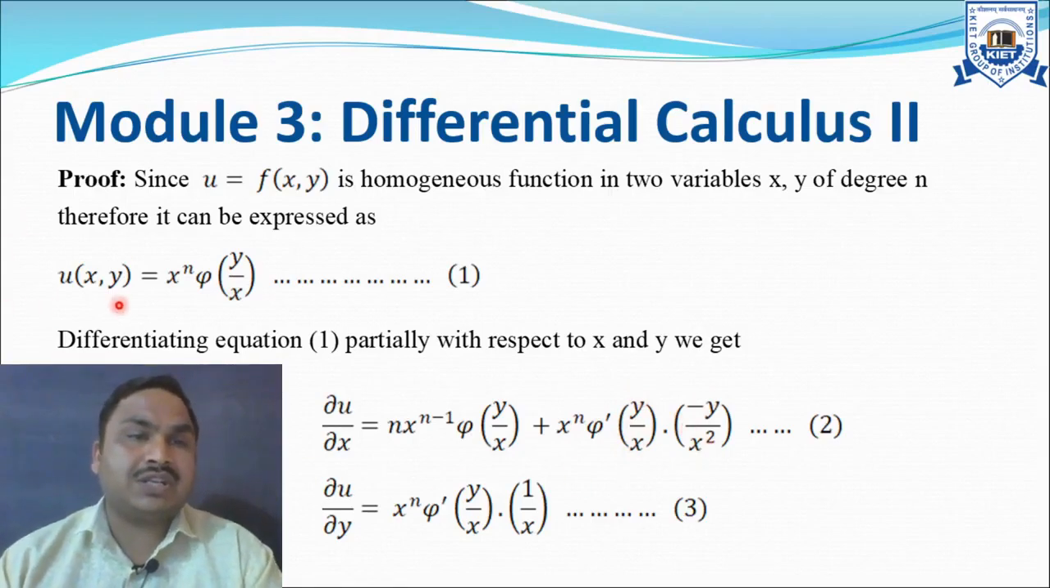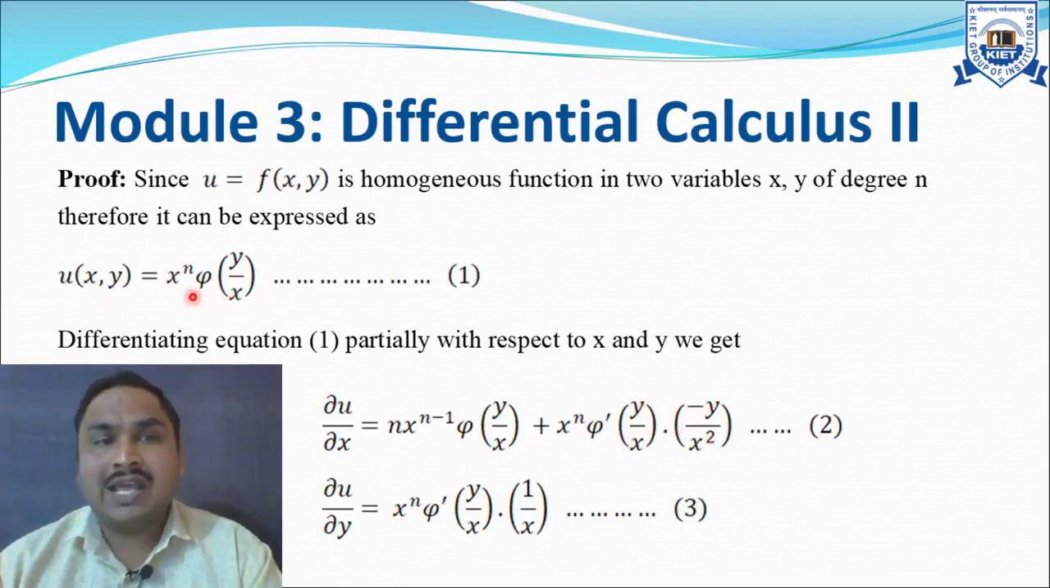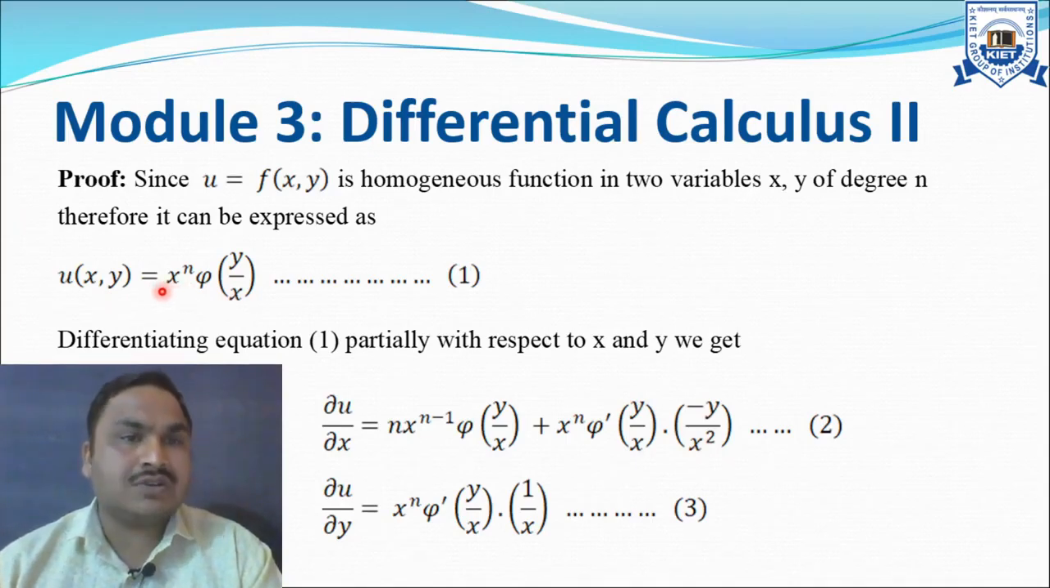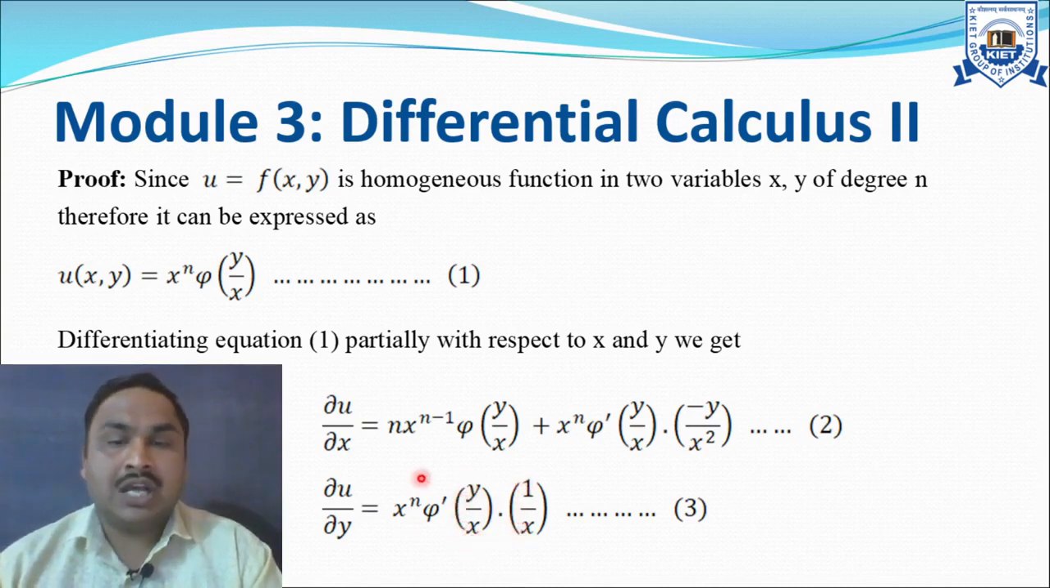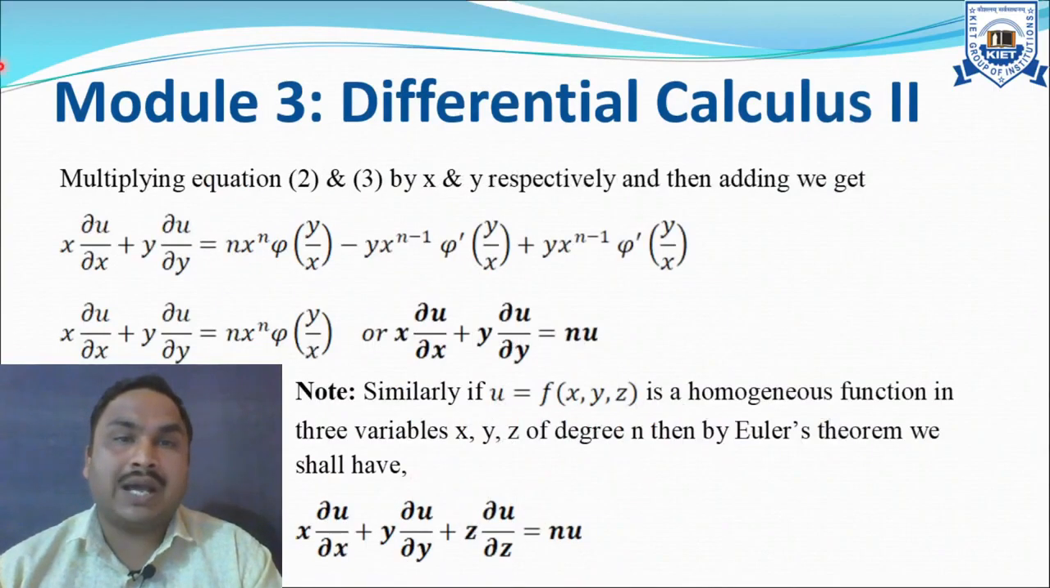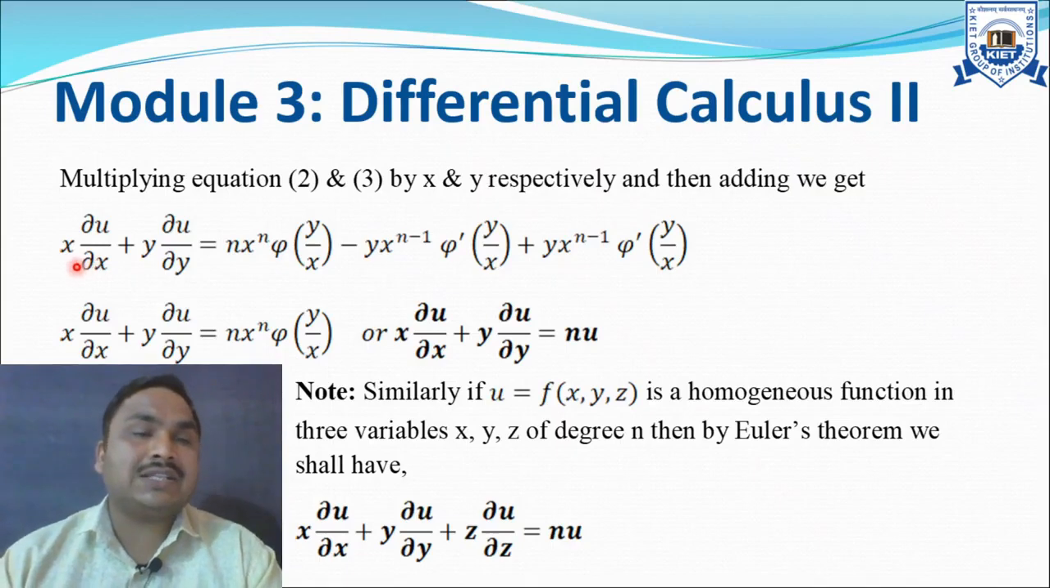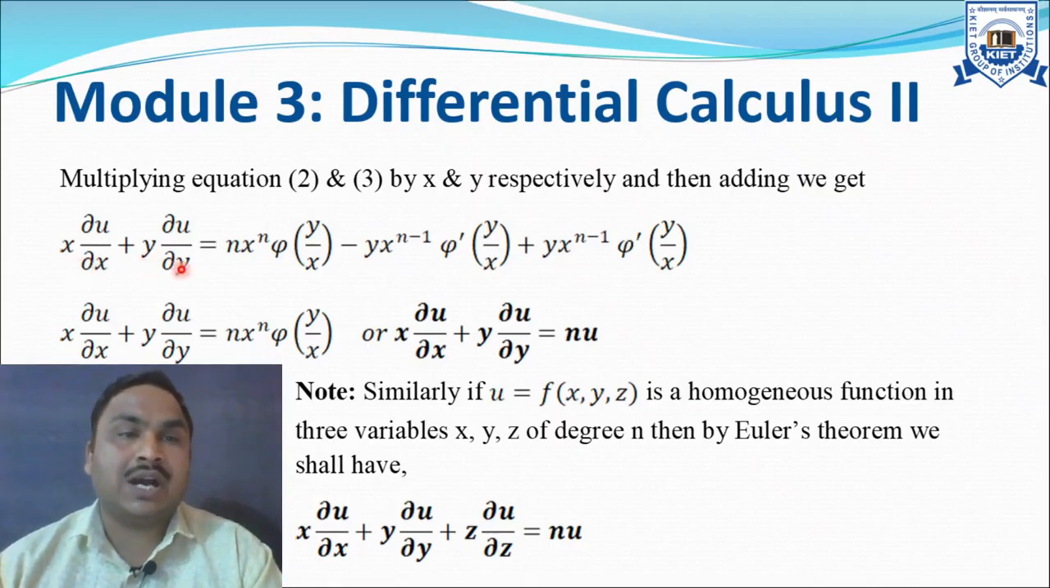Similarly, if we differentiate equation 1 partially with respect to y, x raised to the power n will be treated as constant. We need to differentiate only phi with respect to y. So ∂u/∂y will equal x raised to the power n phi dash of y over x. If we differentiate y over x partially with respect to y, treating x as constant, we shall get 1 over x in product. Now multiplying equation 2 by x and 3 by y, and then adding, we get x ∂u/∂x plus y ∂u/∂y.